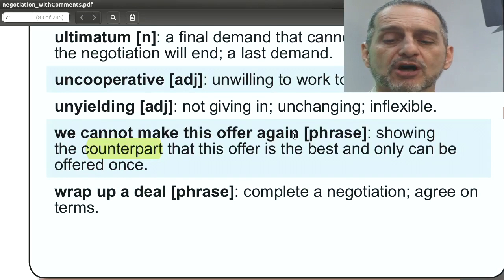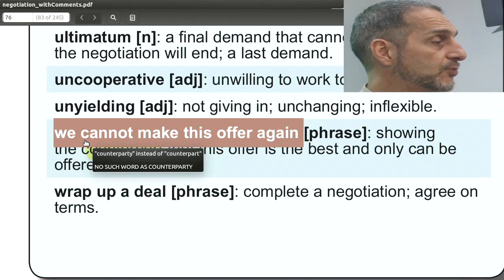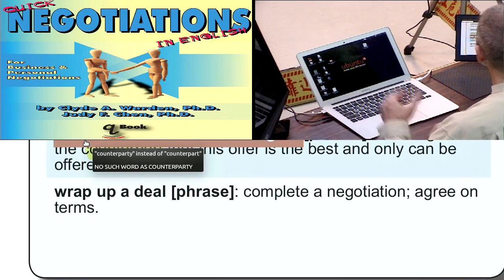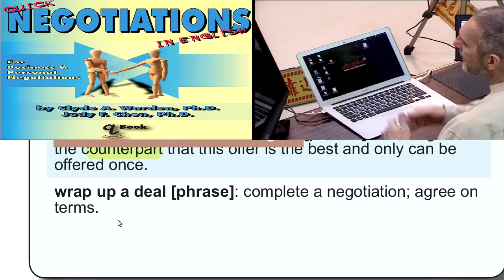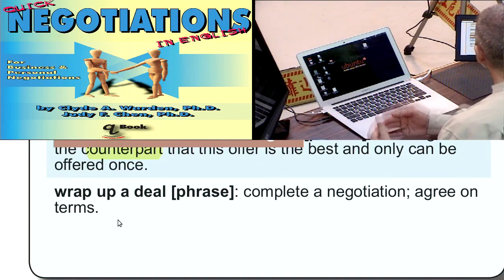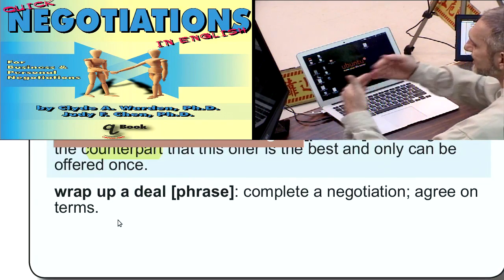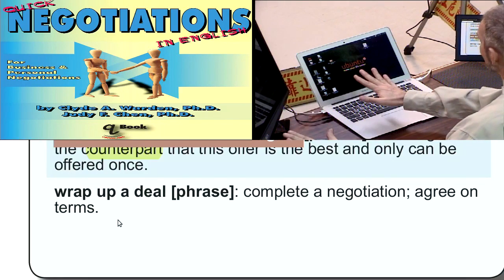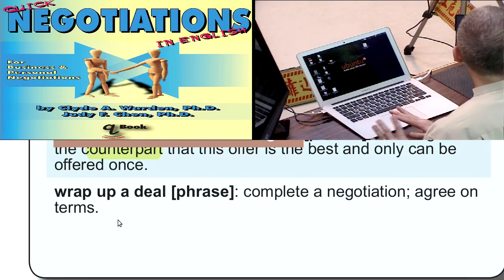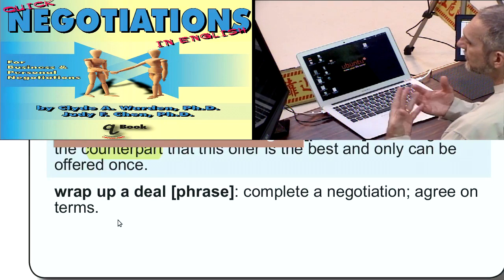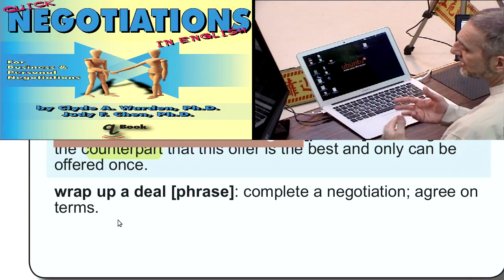We cannot make this offer again is a great phrase, and we often hear this phrase in a negotiation. It's kind of like, this is my final offer. Now, this is my final offer means, after this offer, I'm not going to make any more. Or, this is my ultimatum. Ultimatum meaning, take this or leave it, because that's it. But we cannot make this offer again is much weaker. It's much friendlier. And it's used so often, so many people hear it all of the time, that you can use this often in your negotiation.